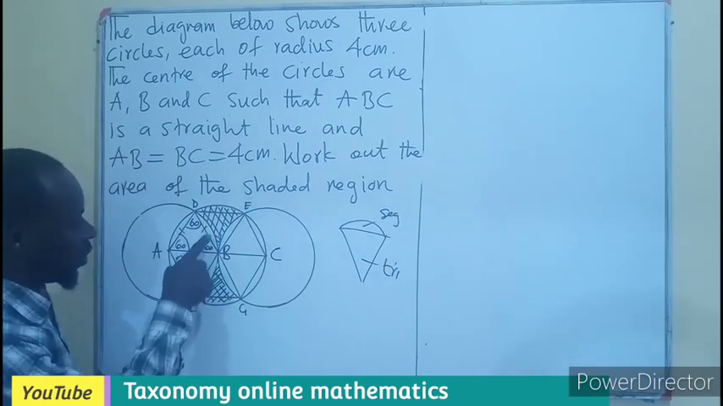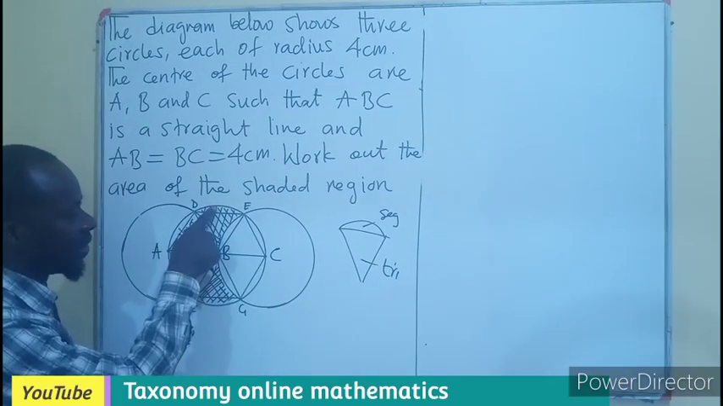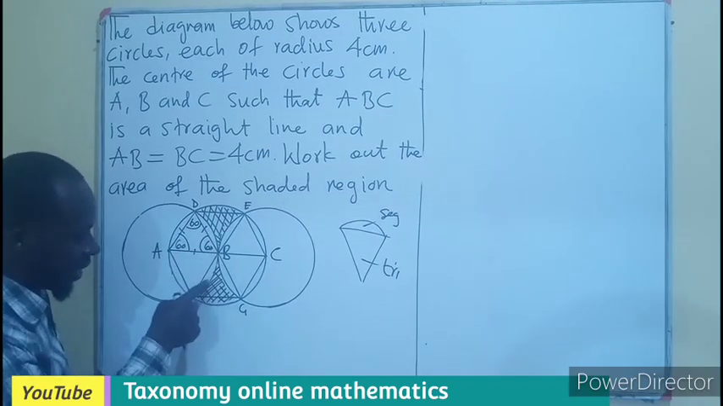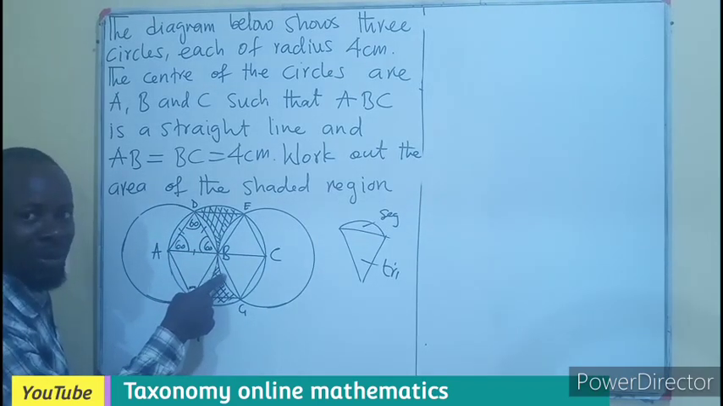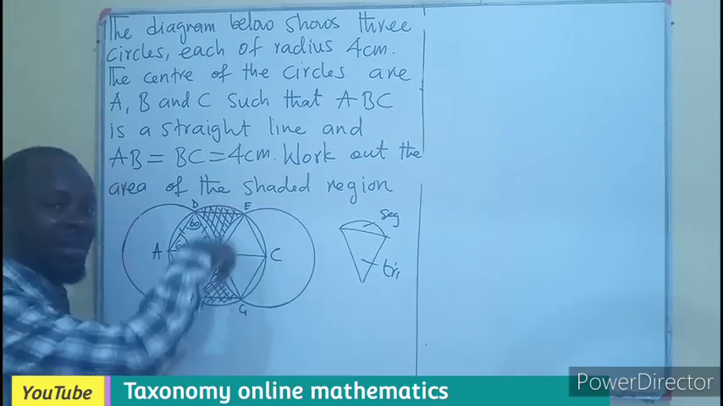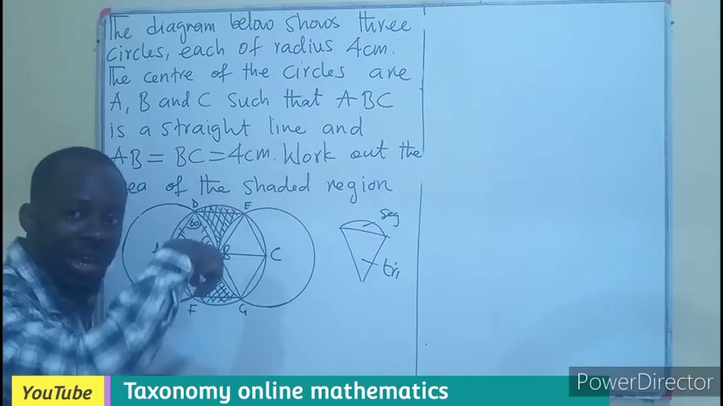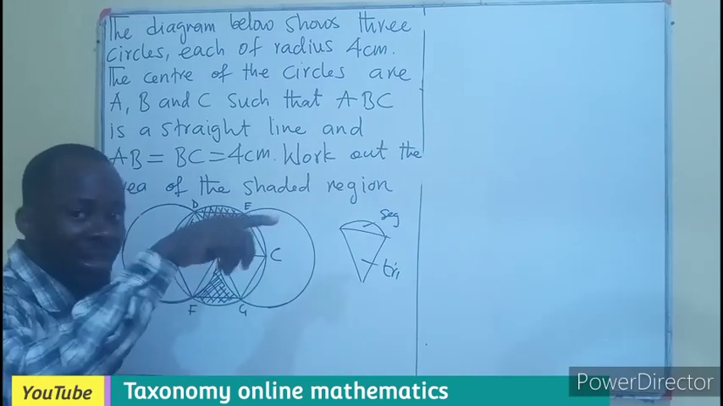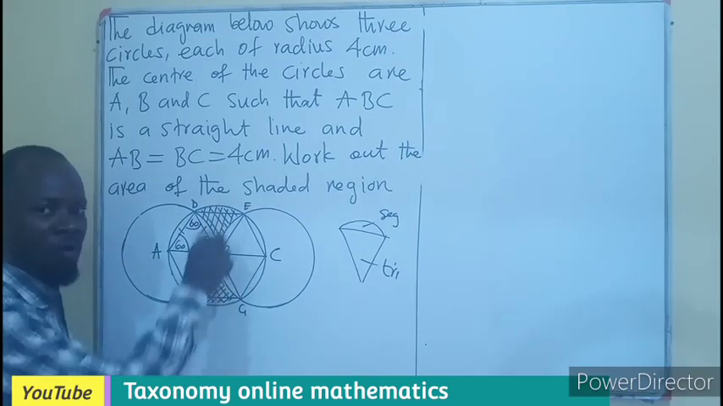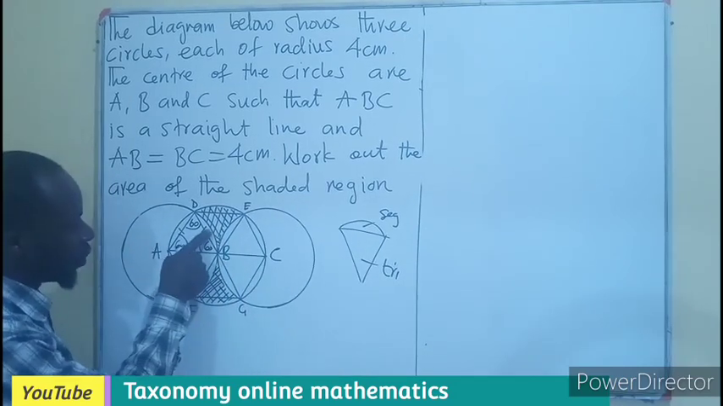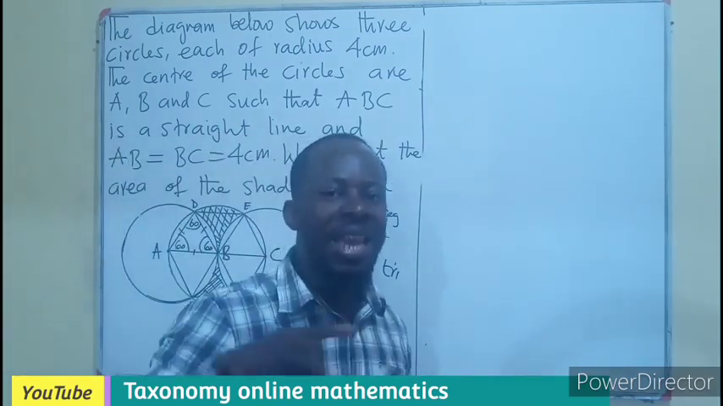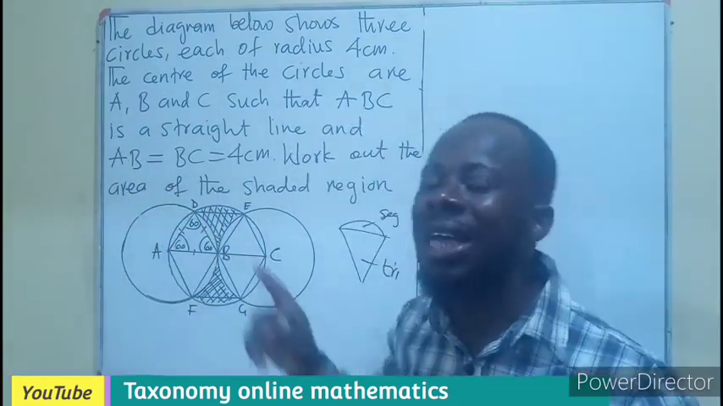The segment is the same as this, the same as this, the same as this. So I have two sectors that have the same calculation because they have the same angles and the same radius. Then 2 sectors minus the 4 segments will give me the area of the shaded part there.